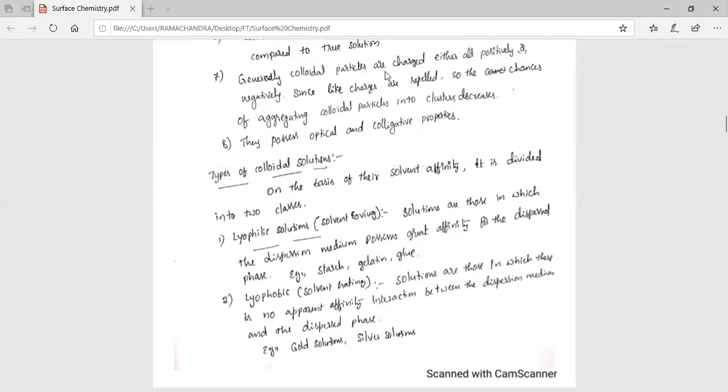So the main property, the colloids possess optical and colligative properties. So next we discuss types of colloidal solutions.